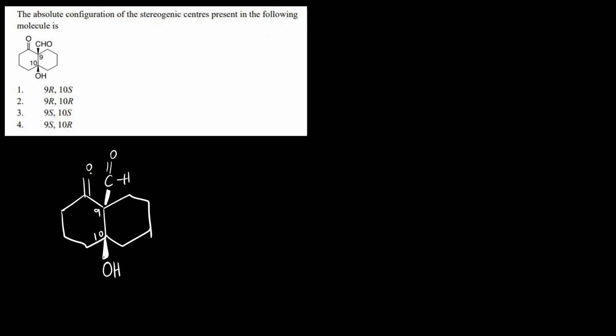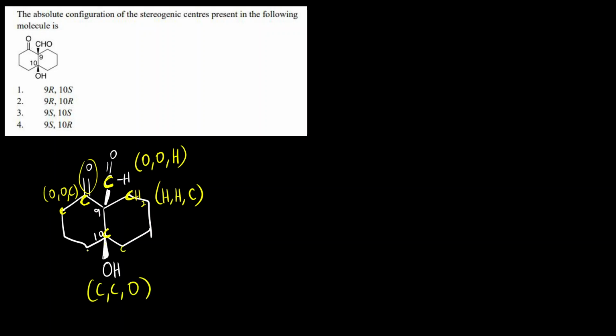We have to assign the priority. Here it is carbon, carbon, carbon, and here also there is carbon. So we have to see the groups that are attached to it. Here there are 2 oxygen atoms for this carbonyl group, and then there is 1 carbon. For this carbon there are 2 oxygen and 1 hydrogen. For this carbon, this is CH2, so there is hydrogen, hydrogen and carbon. And this one here we have carbon, carbon and oxygen. So if I want to write down, I can write here.